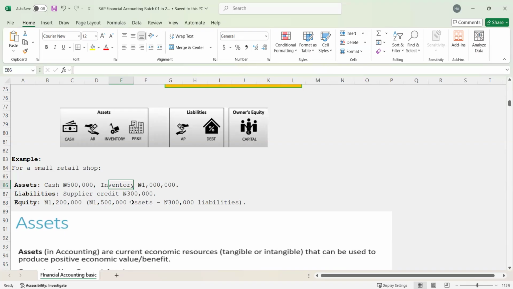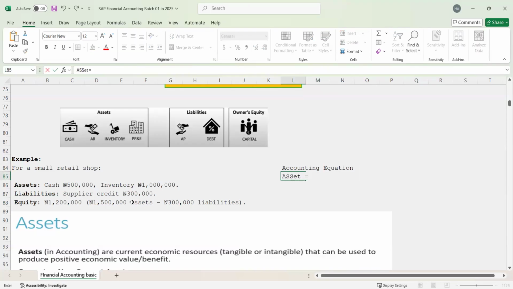Now, at the end of the day, based on accounting principle, the equity you get is 1.2 million. How do we arrive at this 1.2? We add our assets together and deduct liability from it, and that gives us equity. Let me point out something at this point. The generally accepted accounting equation is that asset equals equity plus liability. This is the generally accepted equation: asset equals what? Equity plus liability.